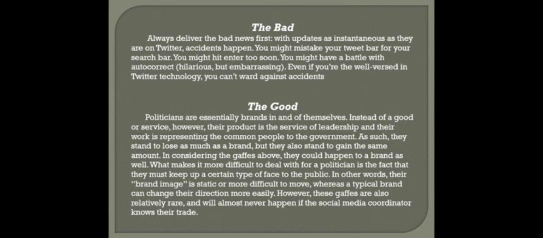Nevertheless, the passage also notes that social media coordinators can help politicians avoid making these gaffes by being skilled in their trade. By understanding how to use social media effectively and avoiding common pitfalls, social media coordinators can help politicians maintain a positive image and avoid damaging gaffes.